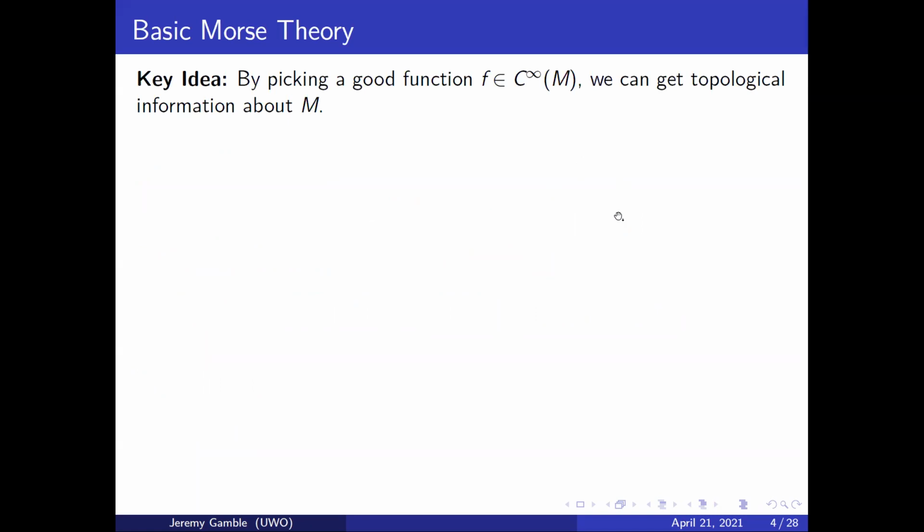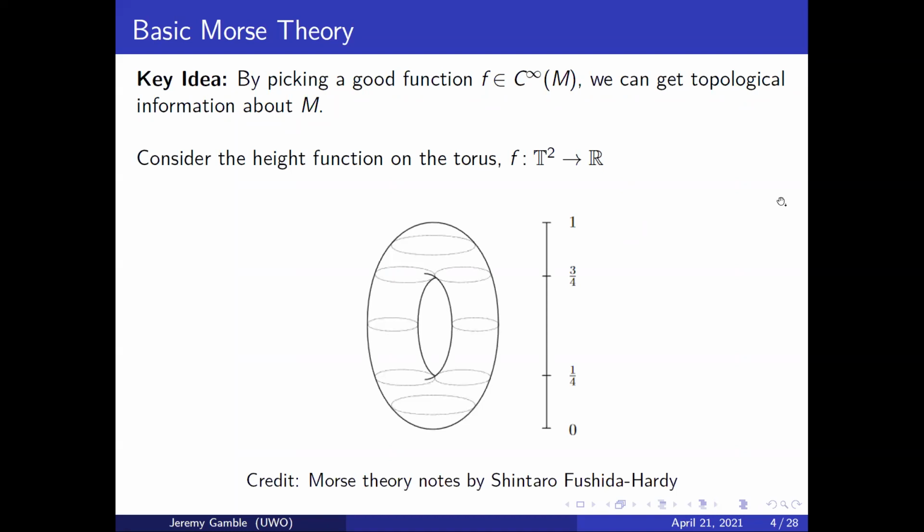Okay, so the main idea of Morse theory is that if you take a good smooth function on a manifold, then you can get lots of topological information about the manifold out of this function. So for example, if we consider the height function on the torus, you've got a torus embedded in R3, and this is just taking the Z coordinate. This is an example of a nice function that encodes some topological information.